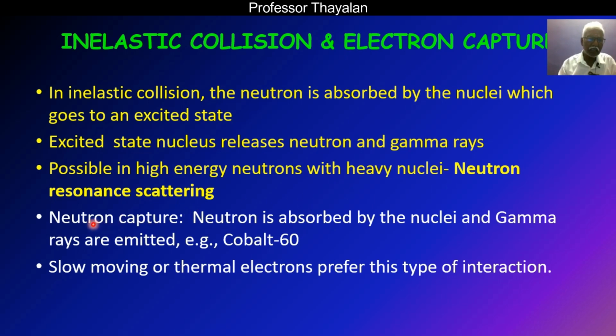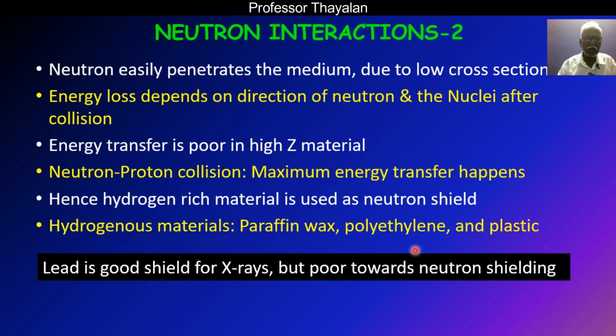On the other hand, in neutron capture, the neutron is absorbed by the nucleus and gamma rays are emitted. A very good example is cobalt-60, which is the source used in telecobalt machines. Slow moving thermal neutrons prefer this type of interaction. Neutrons easily penetrate the medium because they have low cross section. Its energy loss depends upon the direction of the neutron and the nuclei after collision.